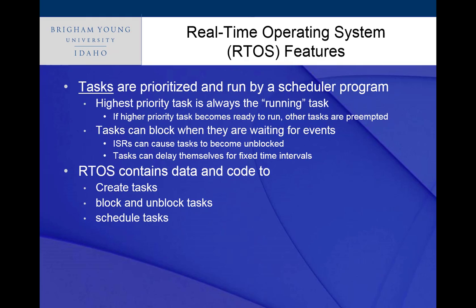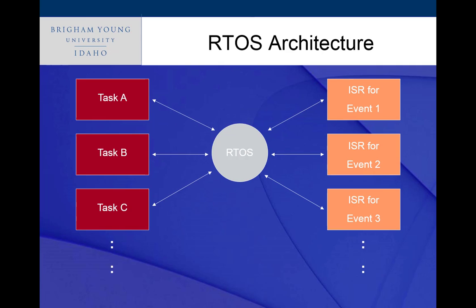So our RTOS is going to contain code and data. It's truly an object, and it's going to contain code and data to create tasks, to block and unblock tasks, and to schedule tasks. So again, what we have over on the left-hand side are a set of tasks. These are things that we're going to want to do when the condition has been met. On the right is our ISRs. That's going to register when an event has occurred that will allow one of our tasks to run, and our RTOS is going to efficiently and effectively handle all of that.